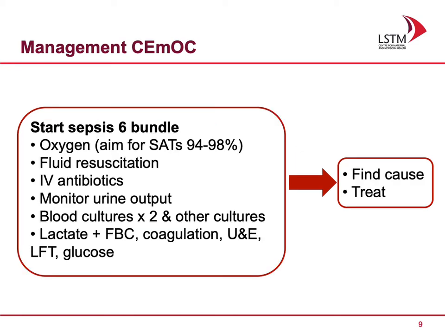If in a CEmOC facility, you might be able to do a little bit more, and you might be able to monitor the delivery of oxygen, and you should aim for saturations between 94 and 98%. The basics remain the same: fluid resuscitation, antibiotics, monitoring of urine output, and then those blood tests that we spoke about, and cultures and swabs and so on, looking for the cause. But we don't wait to find the cause before we treat.